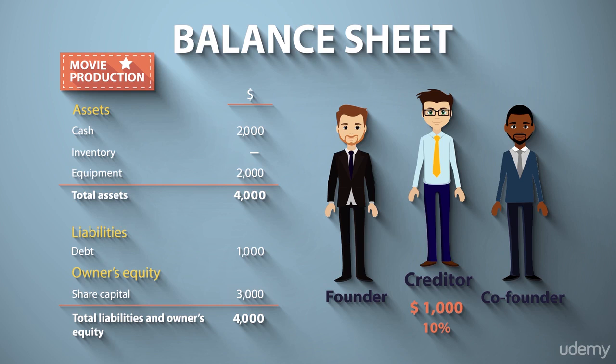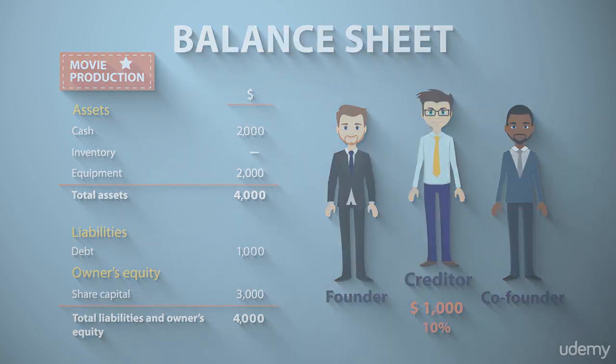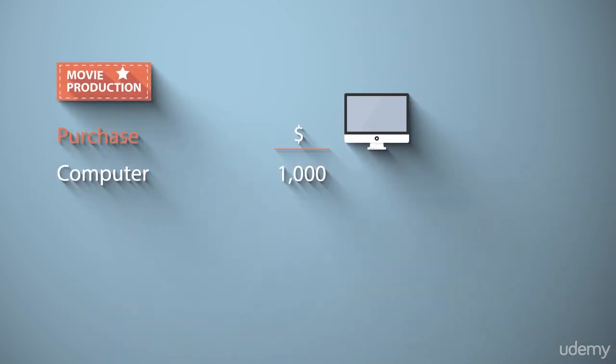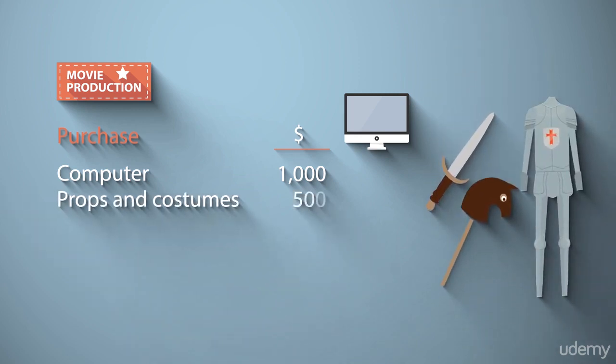We have plenty of cash. Let's spend it on something useful. We bought a computer to be used as an assembly station for the movies we will shoot. We also bought props and costumes to be used in the scenes. Let's get back to the balance sheet to see how it has changed.